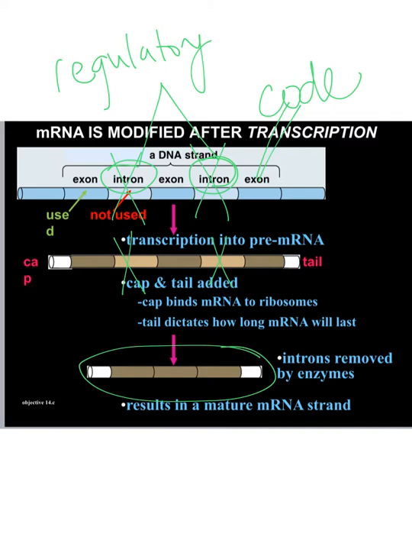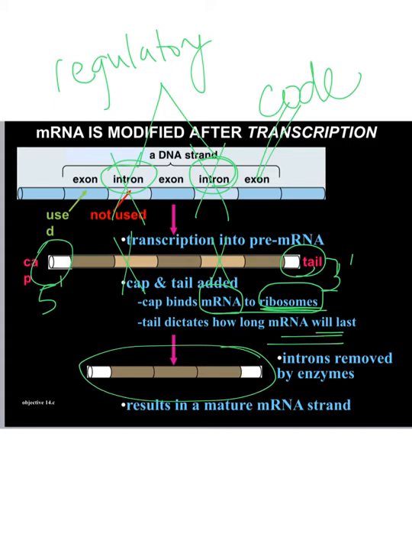Now, two other things have to get added to the ends. We add a cap on the 5' end, and we add what's called a tail on the 3' end. The cap is what's going to allow our mRNA to bind to the ribosomes. Remember the ribosomes, that's where we make the proteins, so that mRNA has to interact with the ribosome in order to make the protein. The tail is going to dictate how long that mRNA is going to last inside the cell. A longer tail, a longer lifespan inside the cell. A shorter tail, a shorter lifespan inside the cell.